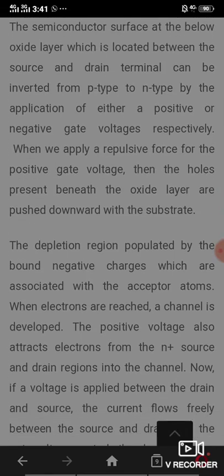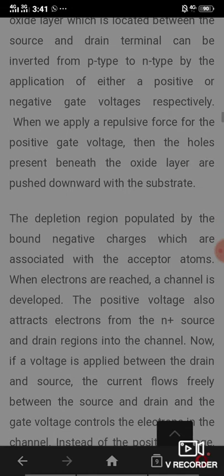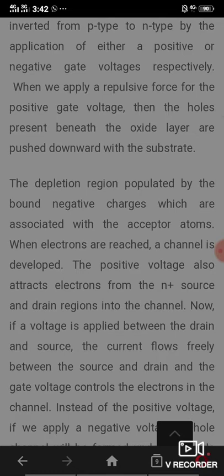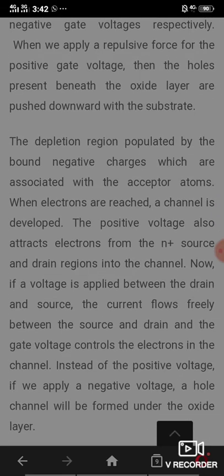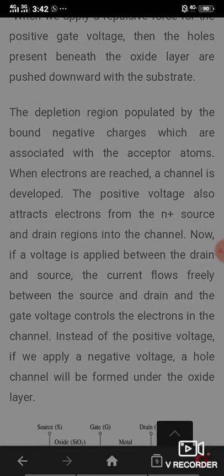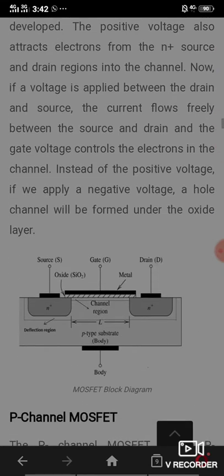The positive voltage also attracts electrons from the source and drain region into the channel. Now, if a voltage is applied between the drain and source, the current flows freely between the source and drain, and the gate voltage controls the electrons in the channel. Instead of positive voltage, if we apply a negative voltage, a hole channel will be formed under the oxide layer.